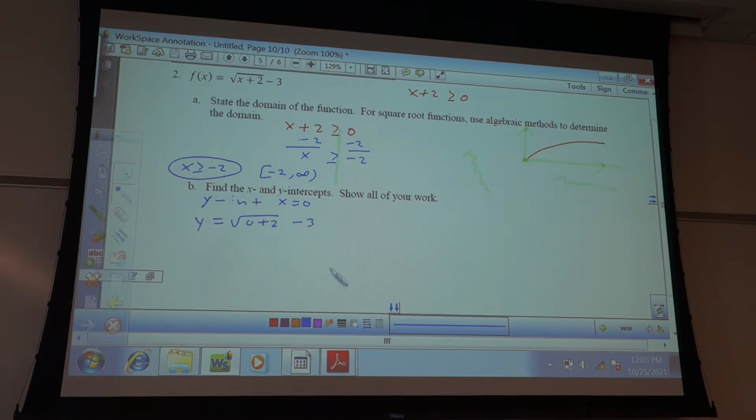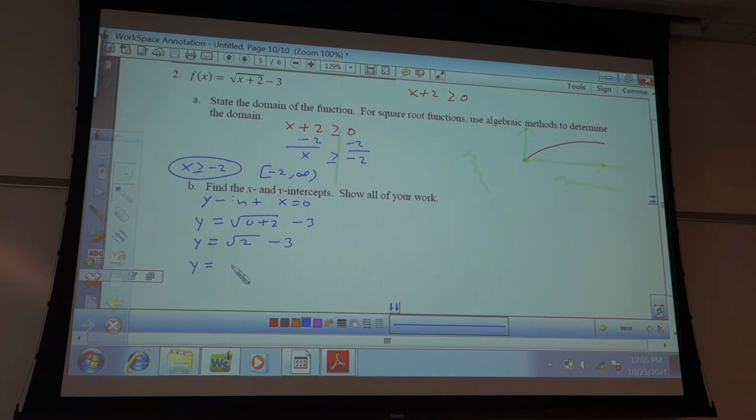So now, y equals the square root of 2 minus 3. Use 1.41 for the square root of 2. Is that right? Square root of 2 is 1.41? Yeah, 1.41. It's been a while.